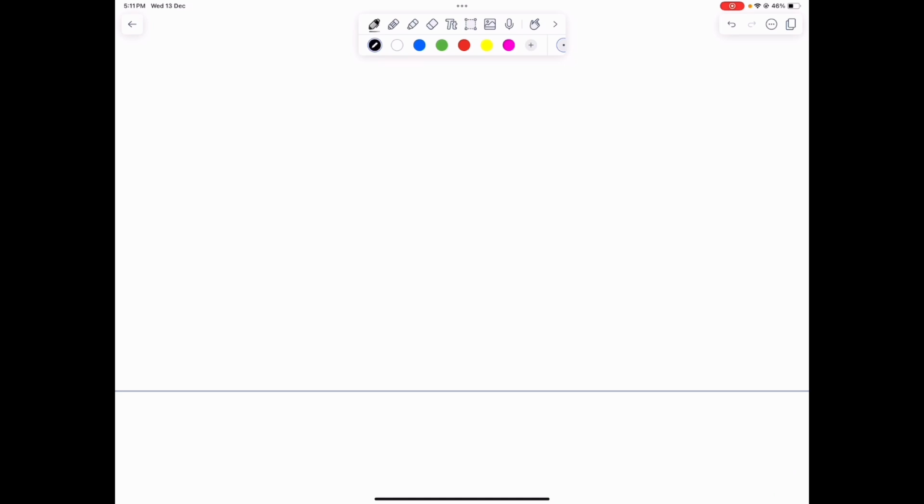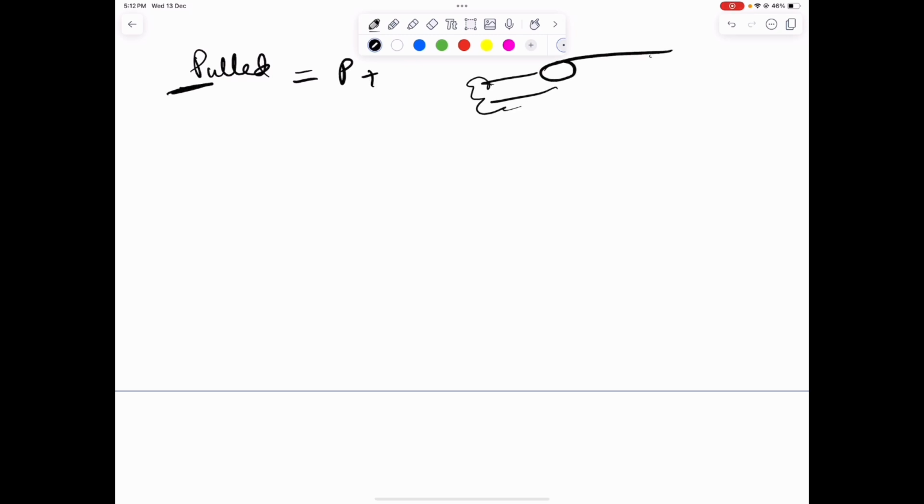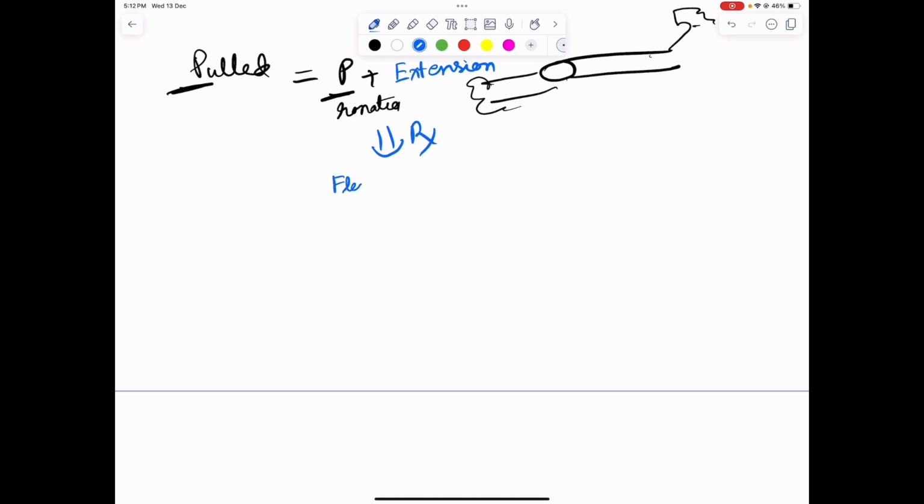Now we come on to the last part, that is pulled elbow. In pulled elbow, P is coming for pronation, plus the child is being rotated by extending his hand. So there would be a pull, that is pronation, and then it would be done in extension. So what will be the treatment? Treatment will be the exact opposite. You will do flexion plus supination.